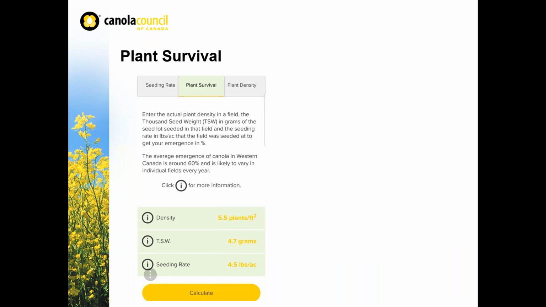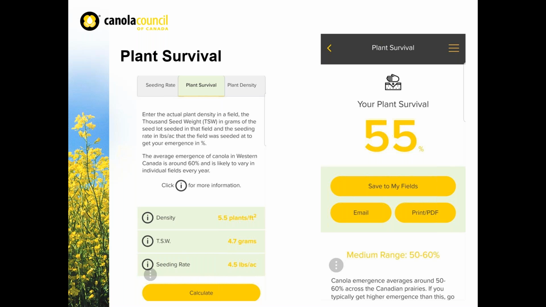So I think I've got a picture of it here. Basically, you go in and put in the density that you're finding, the average density in a few different areas of the field. You put in your seed size in grams and the seeding rate that you used, and it will tell you what your average plant survival was. A really great tool. We can obviously do this math on our own, but it makes it a little easier to just punch it into the calculator. That was at canolacalculator.ca.